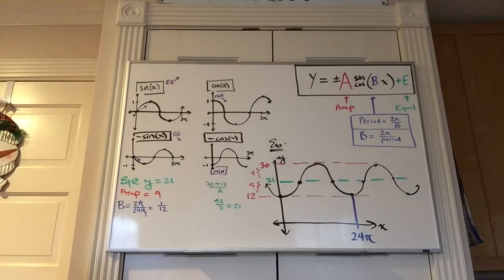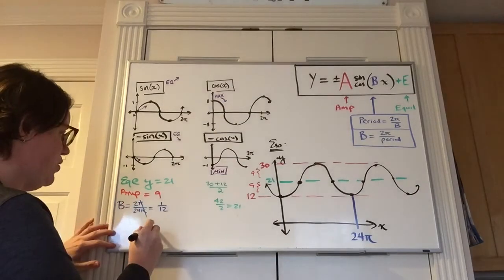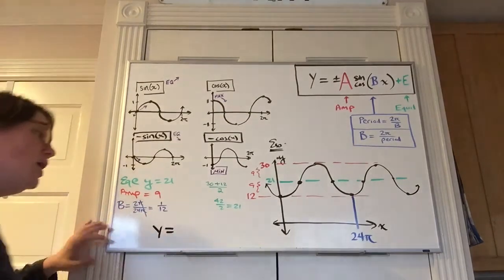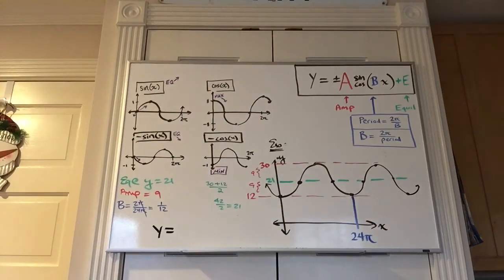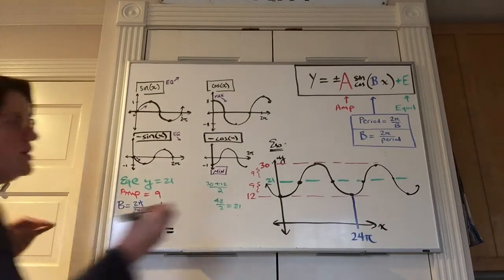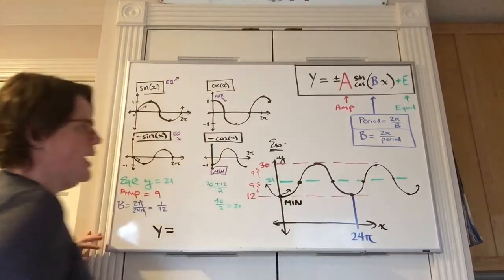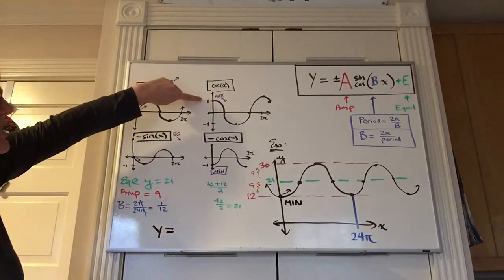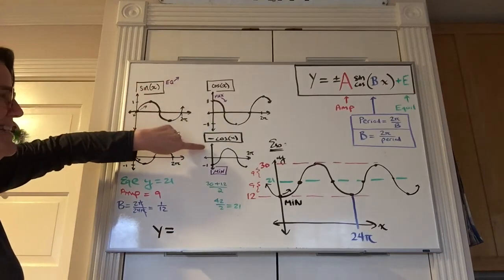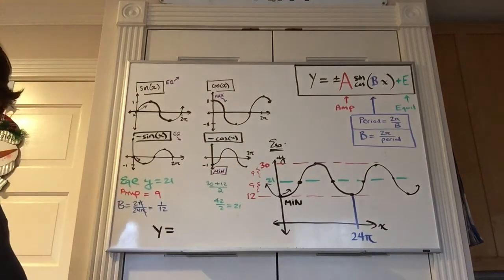Okay, so putting all of this together, when I go to write the equation here, when I think about, is this a sine wave or a cosine wave, what I notice is that the cycle starts at its minimum, and then it heads on up. That tells me that instead of being a typical cosine wave, this is a negative cosine wave. It started at the bottom.